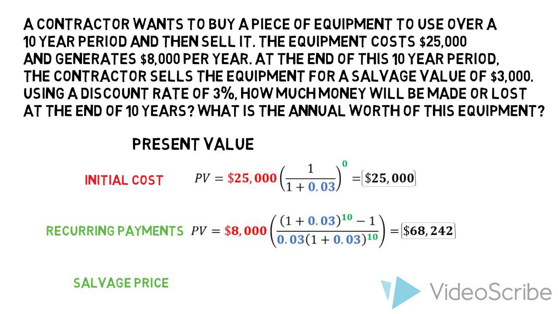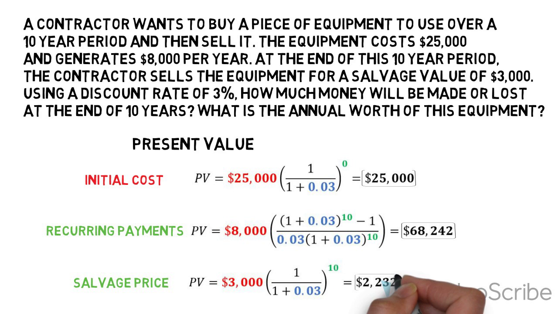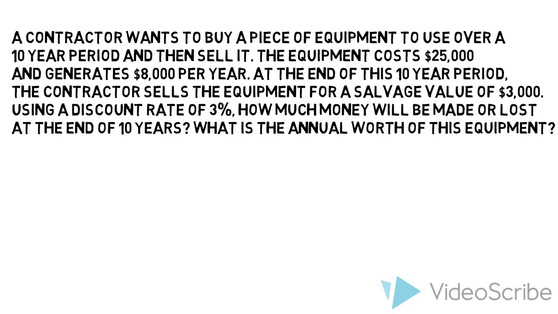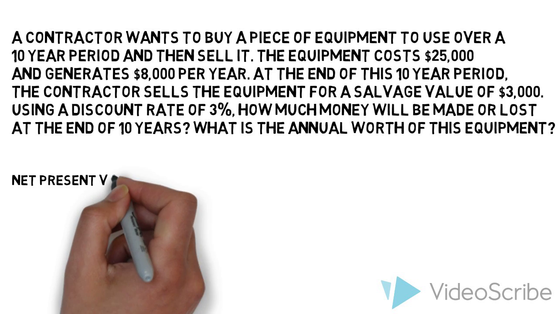Now the present value of the final salvage price must be calculated. The single payment equation for present value will be used since the salvage value occurs once at the end of the 10-year period. This results in a total present value of $2,232. The net present value can then be calculated by summing these three present values.